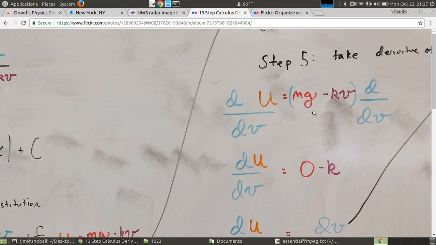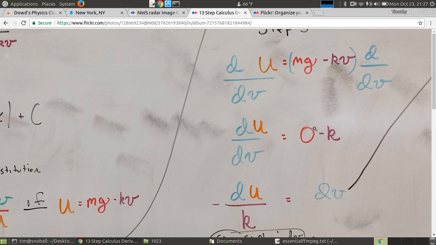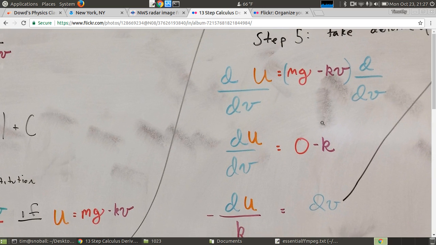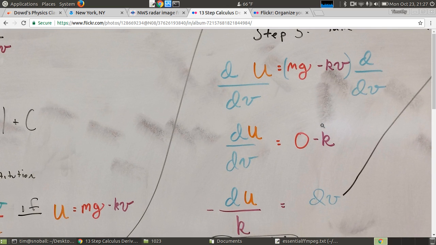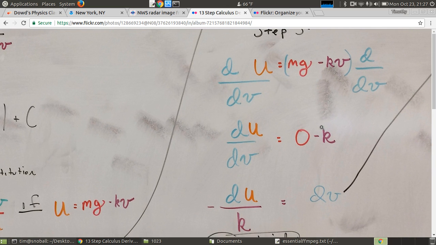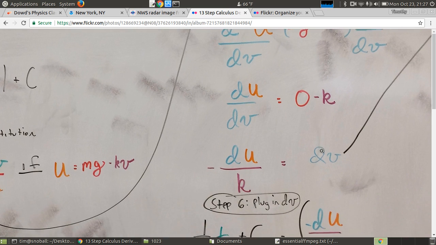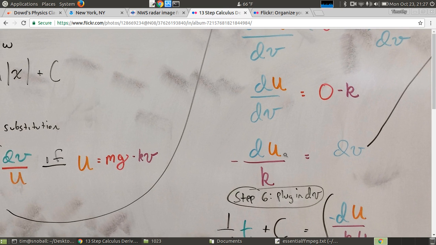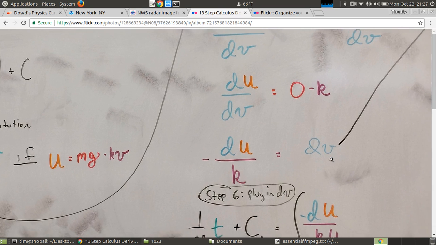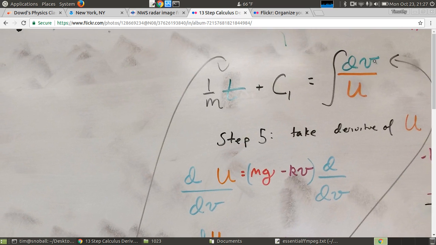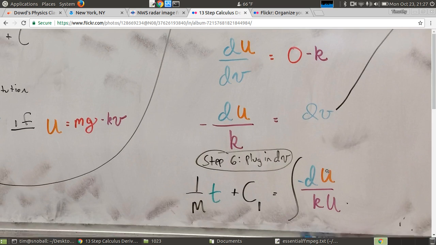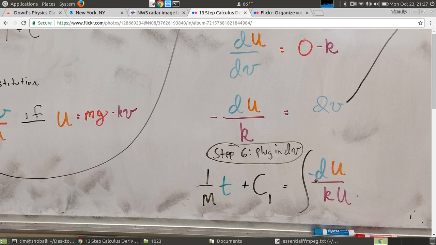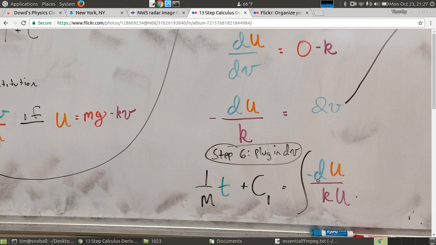mg doesn't have a v in it, so it's a constant. Its derivative is 0. kv is kv to the first, so its derivative with respect to velocity is just minus k. So du dv is minus k. And rearranging that, I'm just solving for dv, and I'm left with that it's minus du over k. Since dv is what I didn't want, I can sub that back in here. And now I'm left with a term that I can integrate.